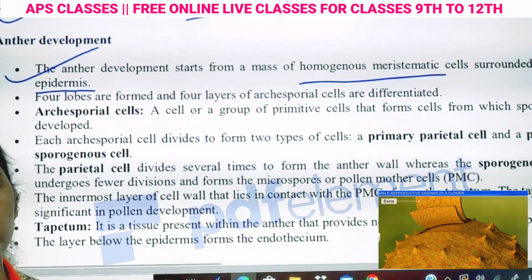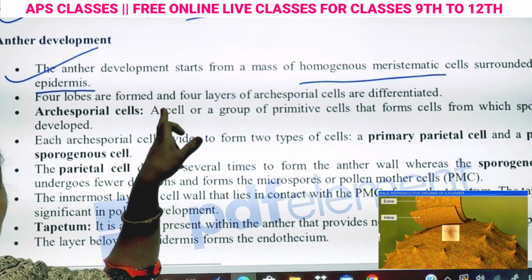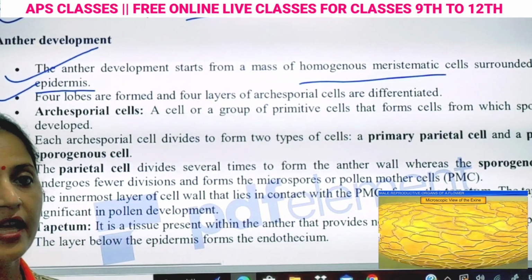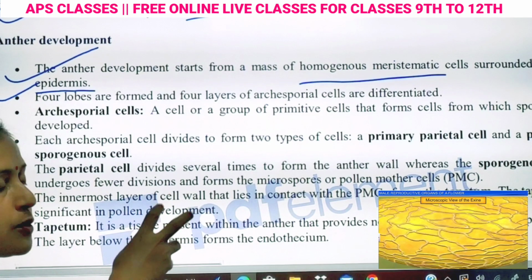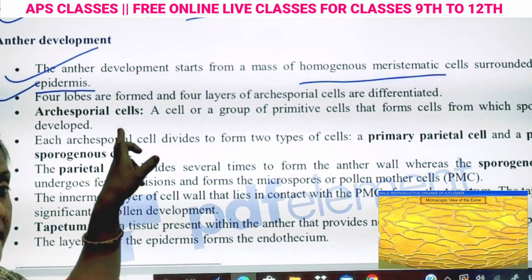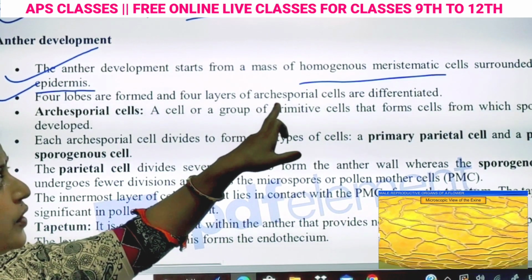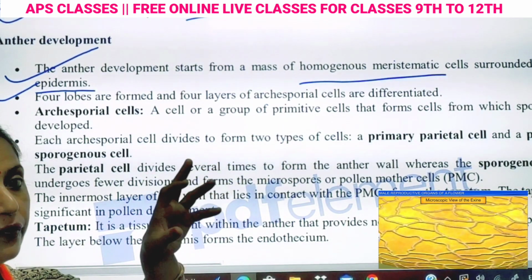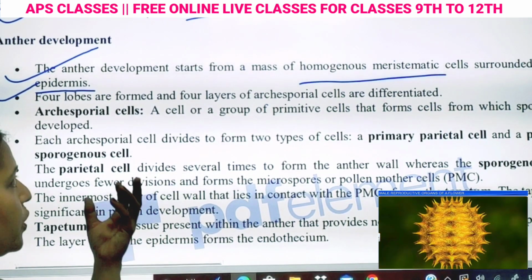Epidermis is the outermost covering of the cell. 4 lobes are formed. इसमें 4 lobes बनेंगे, and 4 layers of archesporial cells are differentiated. इसमें जो 4 lobes बन रहे हैं, उनमें archesporial cells further differentiated होंगे. Archesporial cells क्या होते हैं? What do you mean by archesporial cells? For this concept, as we all know, what do you mean by archesporial cells?